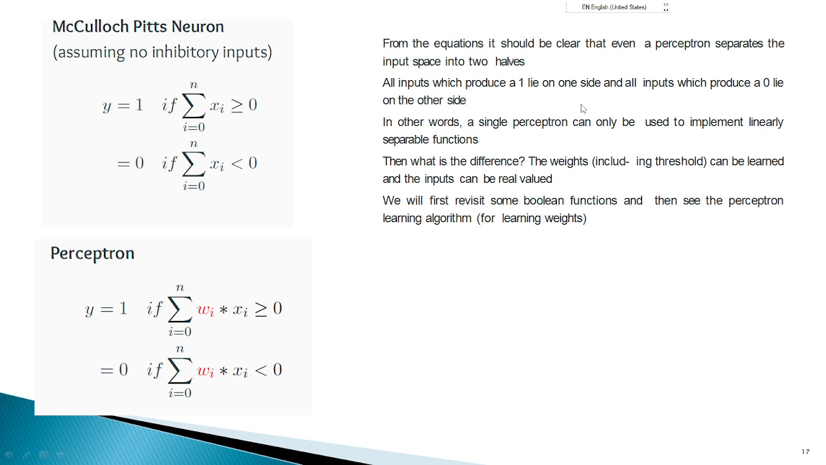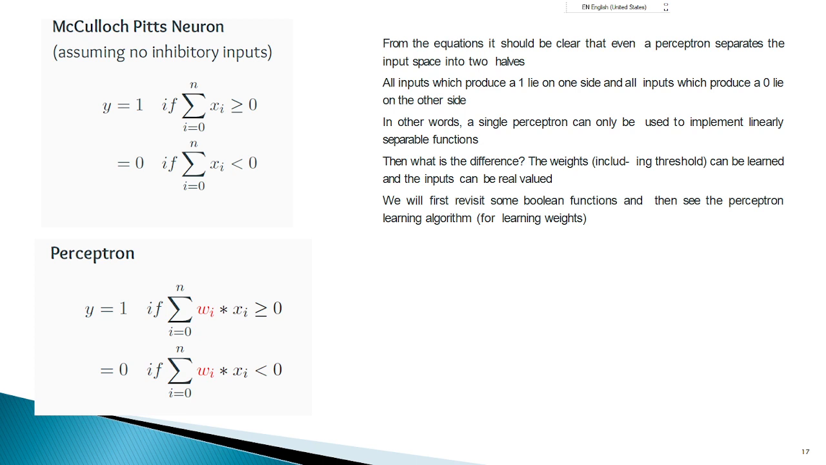All inputs which produce 1 will lie on one side, and all inputs which produce 0 will lie on the other side. In other words, a single perceptron can only be used to implement what? Linearly separable functions, just like the MP neuron. Then what's the difference between the MP neuron and the perceptron? The only difference is that the threshold can be learned, and the inputs can be real values. In the MP neuron, inputs were restricted to be only Boolean. Here the inputs can be real values.